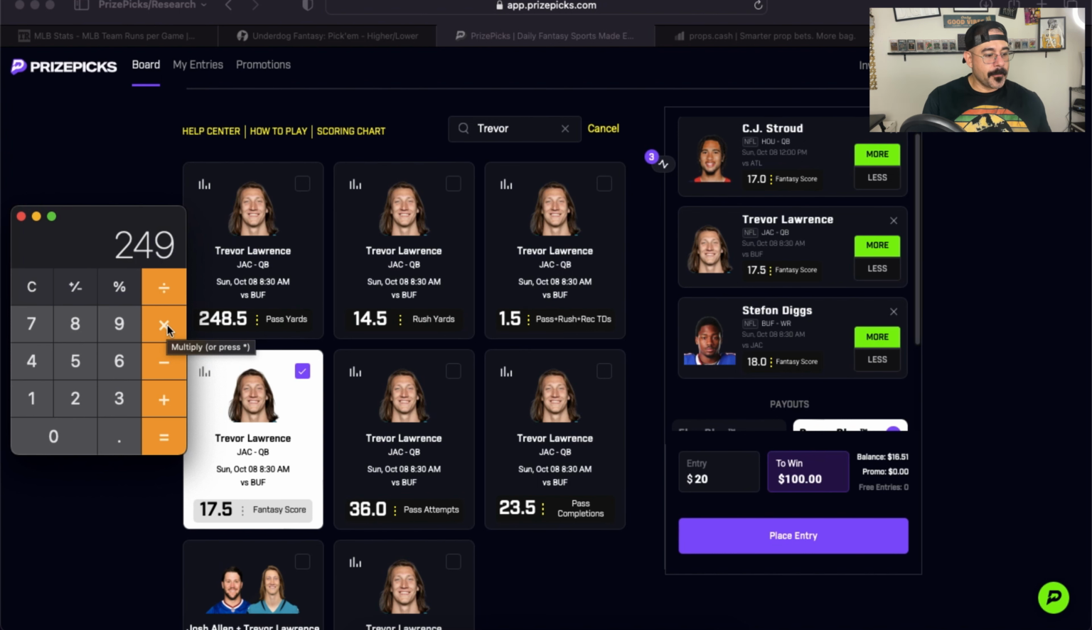So 249 passing yards times 0.04, that is what's rewarded for each yard thrown. 9.96 is our number here. So moving on to his rushing yards, we know that it's 0.1 points per yard. We need 15 for this to go over. That's 1.5 total points there. That gives us an 11.46 score so far.